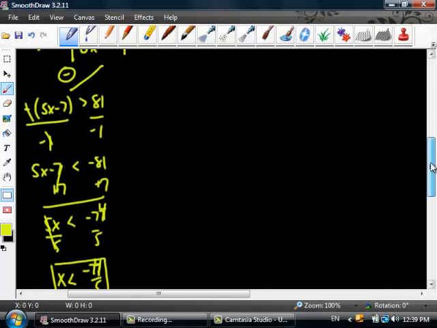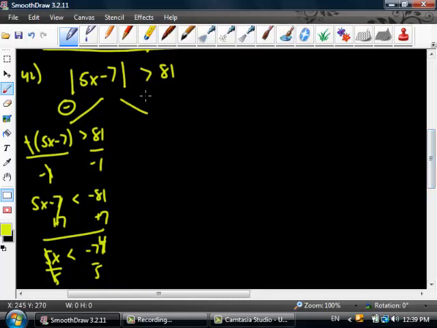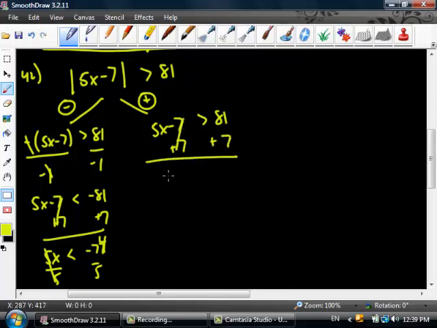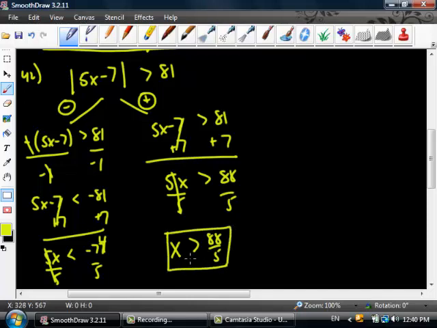You're right. Okay. Positive version is 5x minus 7 is greater than 81. So we're going to add. Maddie, you see what you did to me? You should have left it at me thinking it was 77, because now I'm all messed up. 88, right? Raise your hands if you got that. 88 over 5. Am I good?